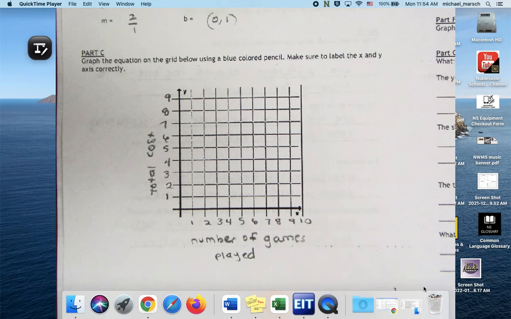If you recall, your input affects your output. So whatever your x value is, how many games you play will affect how much your total cost is while you're at the bowling alley.